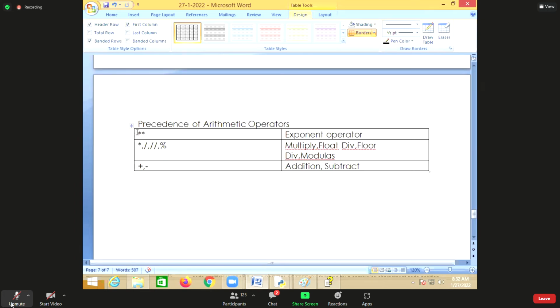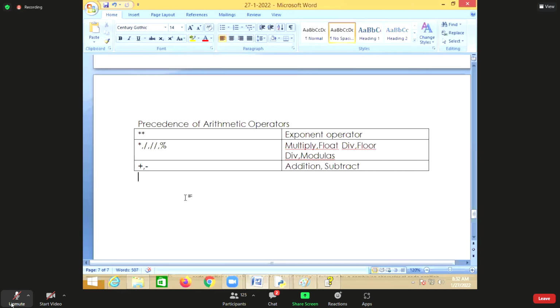Now if you see one expression, if the expression is having these operators, the first is given to which one? Star star. And next is given to star, slash, slash slash, and percentage. But highest precedence is given to which one? Parenthesis. The thing which is given inside parenthesis will be evaluated first.